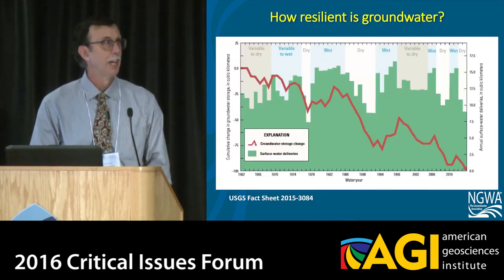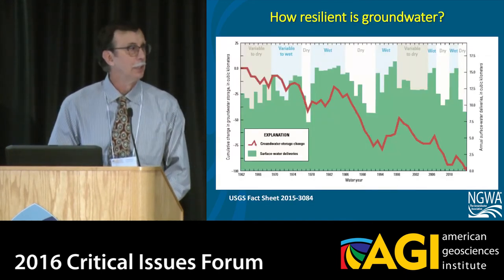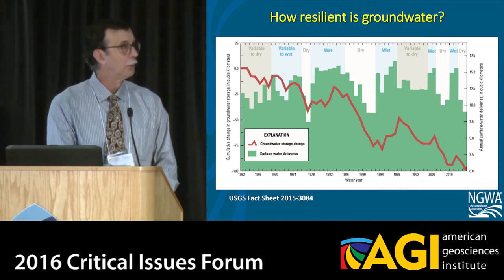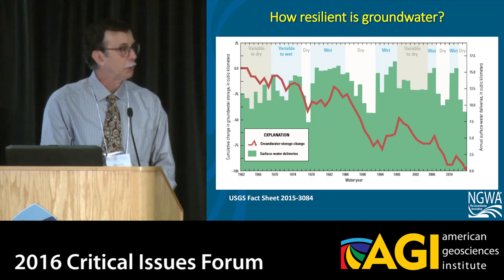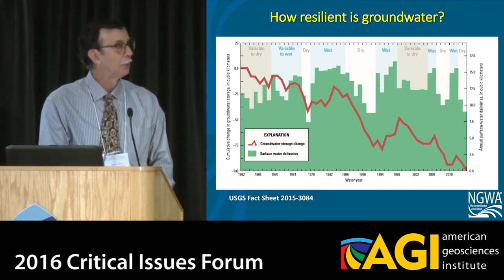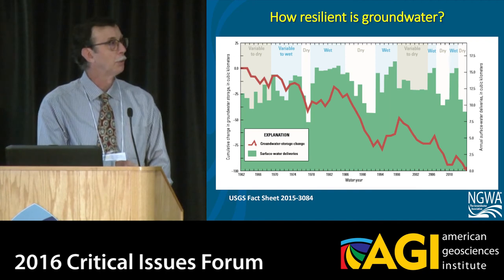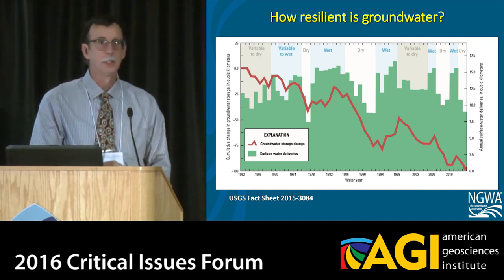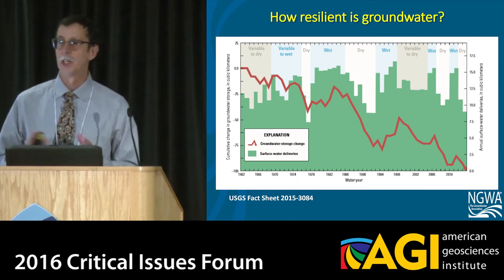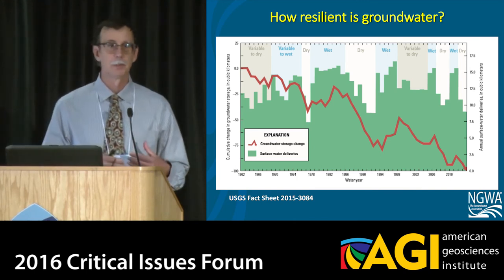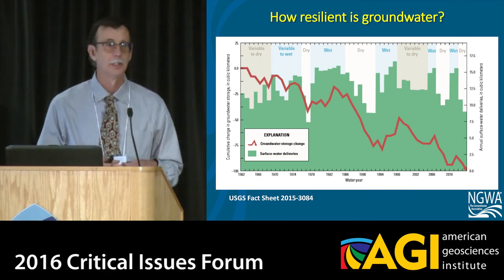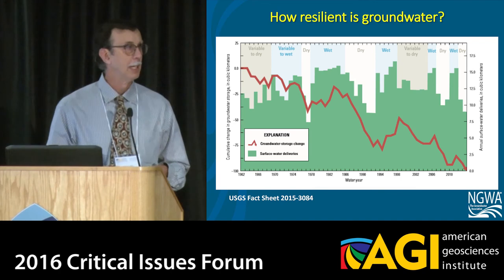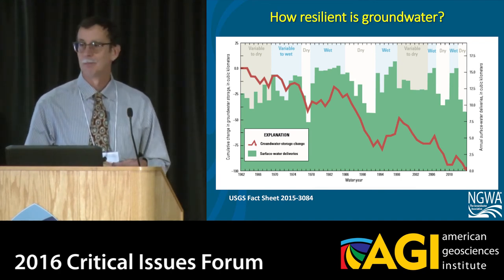So the question is, how resilient is groundwater? This happens to be the Central Valley of California. Shown here, first of all, in years down here, 1962 to 2000, and the cumulative change in groundwater storage is shown in red. And then this green in the background is surface water deliveries. So the Central Valley has this very large system, the Central Valley Project. It's the largest Bureau of Reclamation project in the United States that provides surface water supplies to the Central Valley. And when it's wet, they've got water.